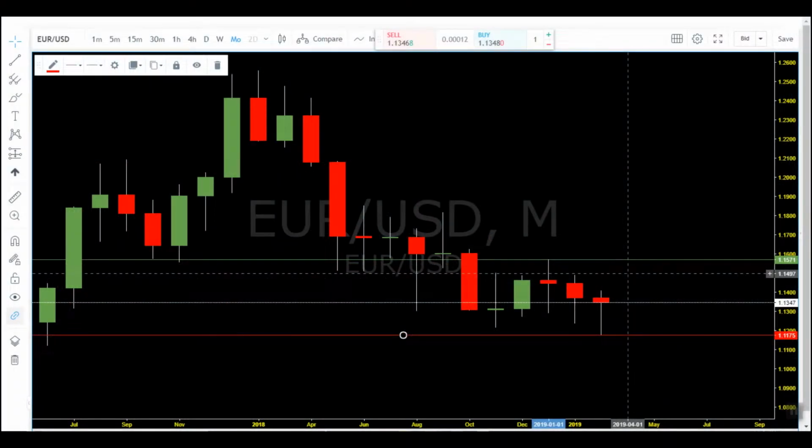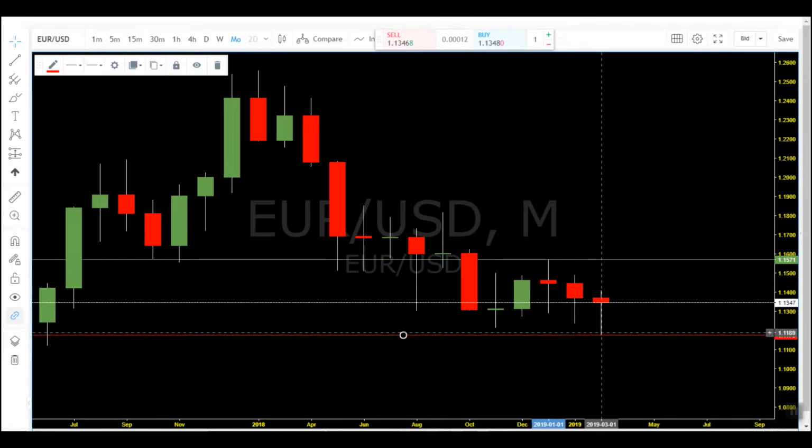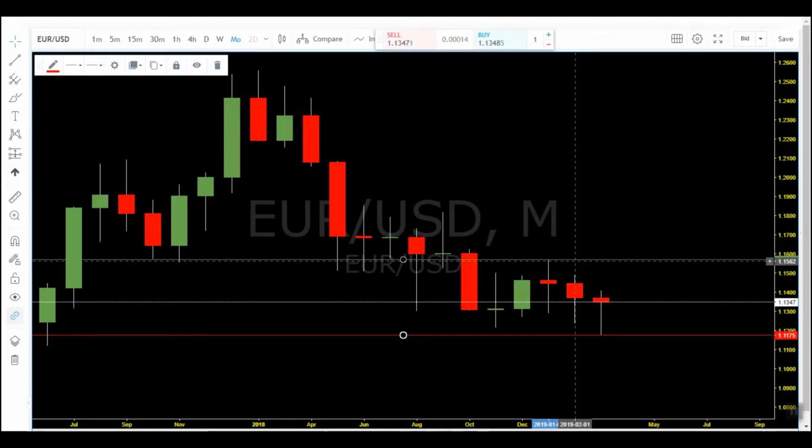Now that we've identified the highest price point at which institutions were buying and began to sell, and we also identified the lowest price point where institutions were selling and then decided to start buying, we now need to narrow that down to an area or a zone. The reason we want to do that is because we're trying to pinpoint as accurately as possible what price the institutions are targeting.